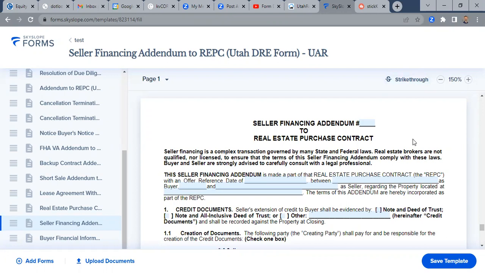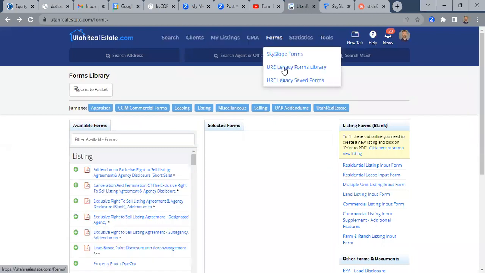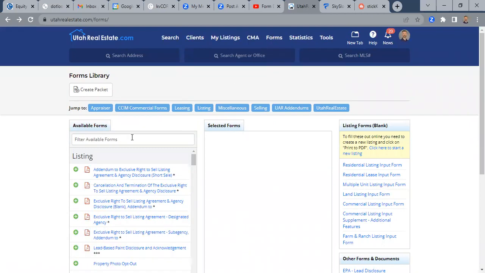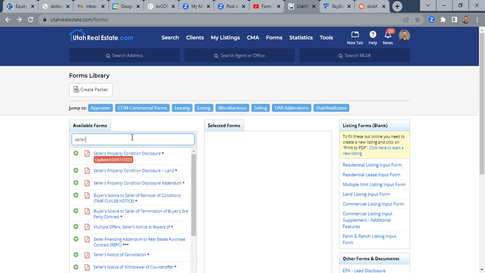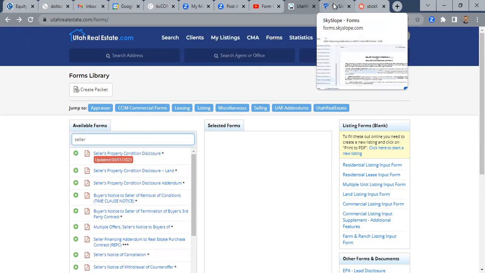Okay, first of all, where do you find these forms? If you go to utahrealestate.com, over here, you go to the forms section. You can either go down to the forms library, and the easiest way to find a form down here is if you're not exactly sure of the name of the form, but you think you know part of it. So, for example, if we're talking seller finance, you can type in seller, and anything that has that word seller in it, you'll find it right there. The other way that you can do it is forms. You can go to SkySlope forms, and this is where you can actually fill out the forms.